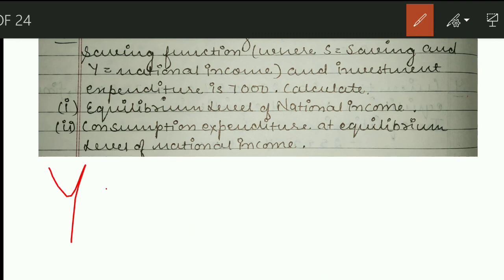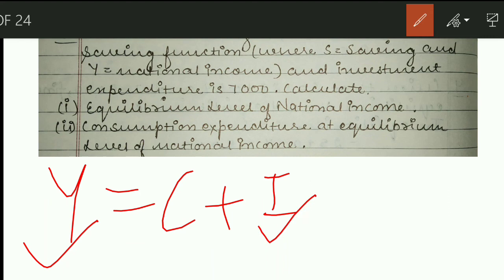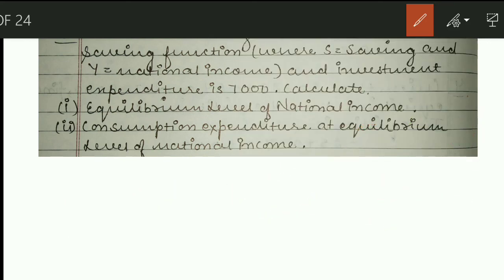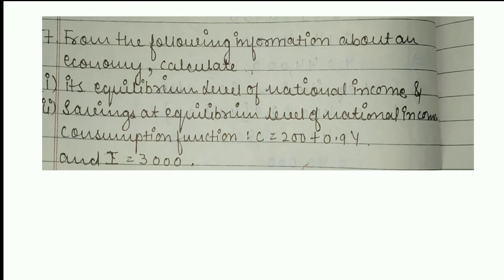What is the next step? The next step is that you have to find consumption. All right, you know that income is equal to consumption plus investment. Income is there with you, investment is there with you, so you can easily find consumption. Consumption is equal to income minus investment. So income is 14,100 minus investment 7,000. So you will get consumption as 7,100, right? So try to solve it on your own.